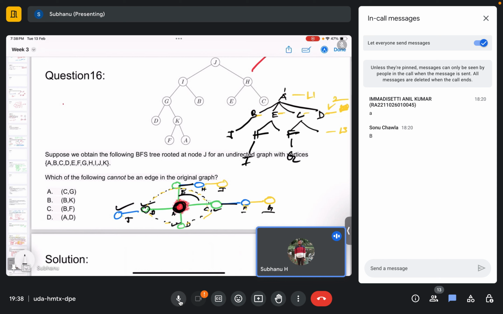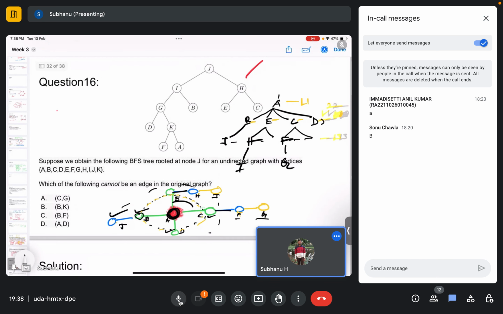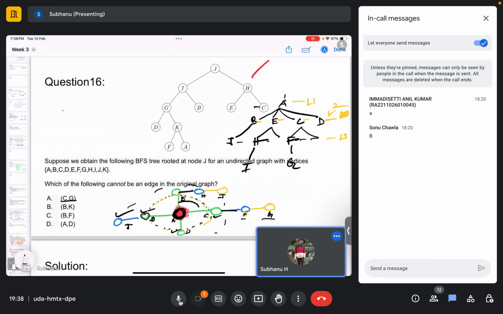So you can see the nodes in the same level. In an undirected graph, all non-tree edges must be at the same level or between adjacent levels. So if you see here, C and G are in the same level, fine. B and K, okay, B and K are not in the same level. Then B and A and D.